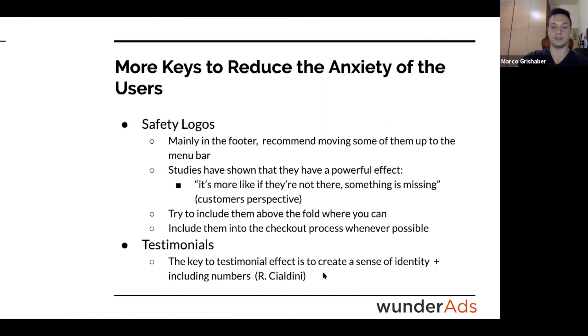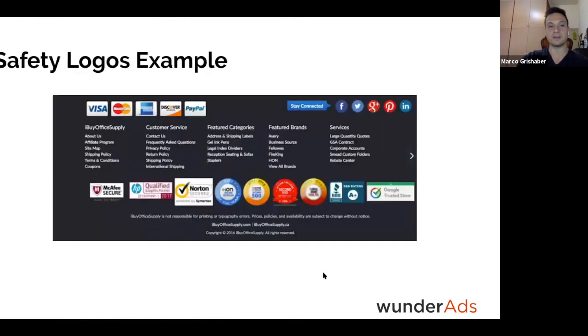And another source for this webinar is Robert Cialdini, the author of Influence and Persuasion. I will dig into his methods later in the webinar as well. Here we have an example of safety logos. As you can see, McAfee Secure, HP qualified, Norton Secured, Google Trusted Stores, and whatnot. All those logos in the footer could be a great way to reduce the anxiety.